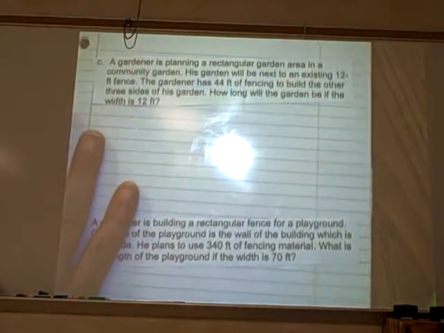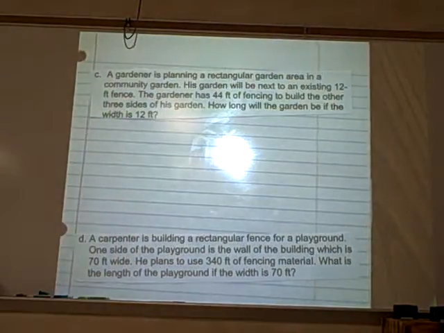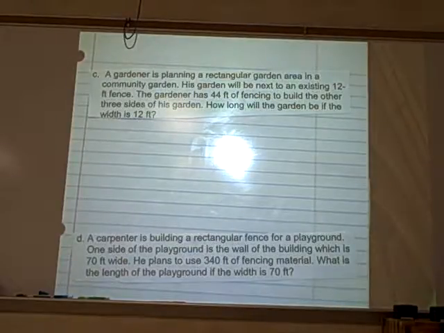Alright, so letter C says, a gardener. Y'all got this one glued down? You gotta get it down. A gardener is planting a rectangular garden area in a community garden. His garden will be next to an existing 12-foot fence. The gardener has 44 feet of fencing to build the other 3 sides of his garden. How long will the garden be if the width is 12 feet?